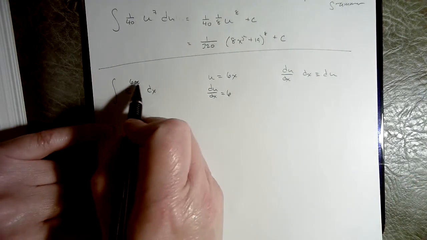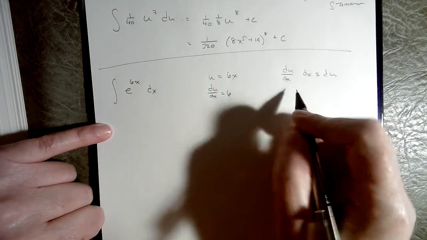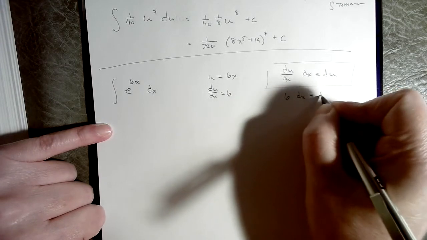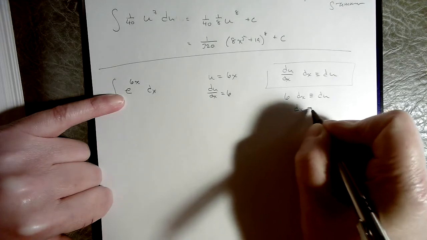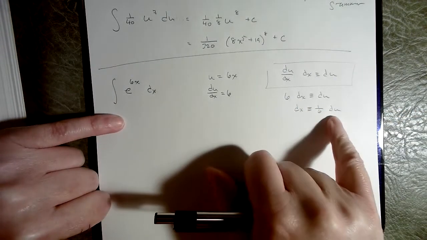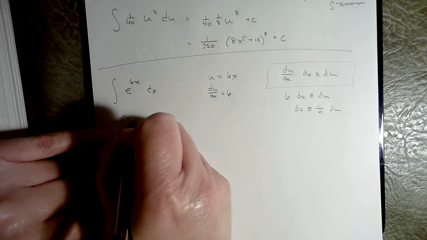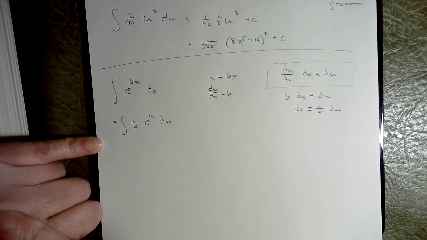Okay, so I see the thing. That's my u. du/dx is 6. Here's my magic box. 6 dx is equivalent to du. I don't have a 6 to mop up along with the dx. That's okay. Constants are not a problem. I'll mop up that dx with a 1/6 du. So my integral becomes 1/6 e to the u du.